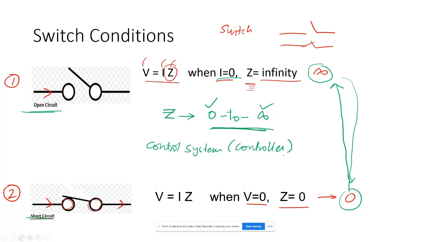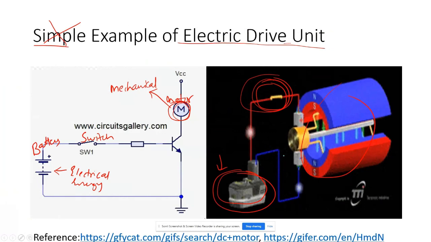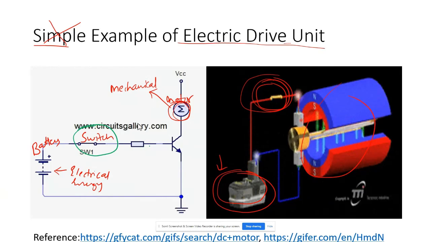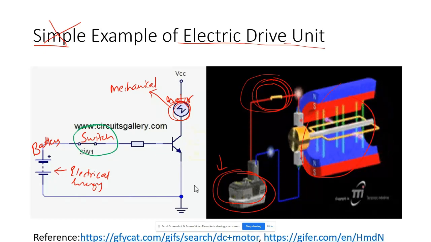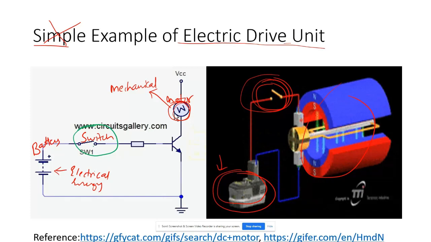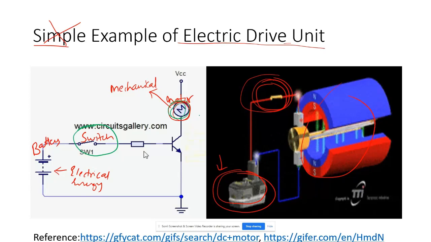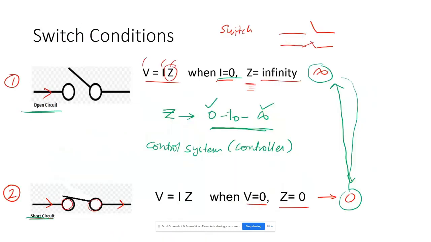When we go for more complex systems, as I said, here we have only one switch. When we go for multiple switches, there is a need for us, not only for multiple switches, even for a single switch, to design the value of Z from 0 to infinity. So as per the requirement, we need to control the switch so that we can control the action of the motor.